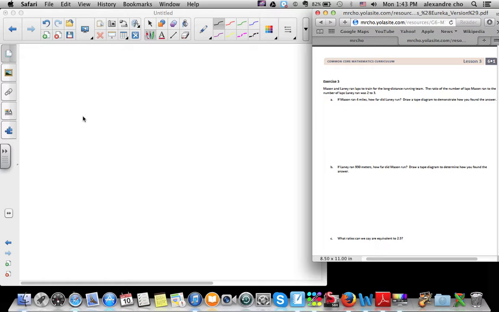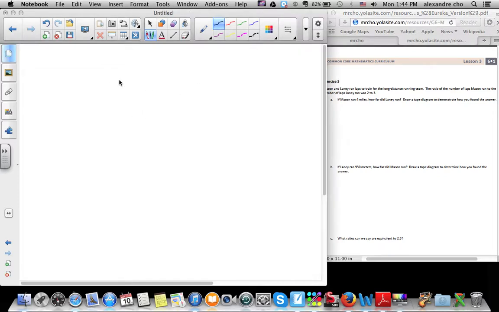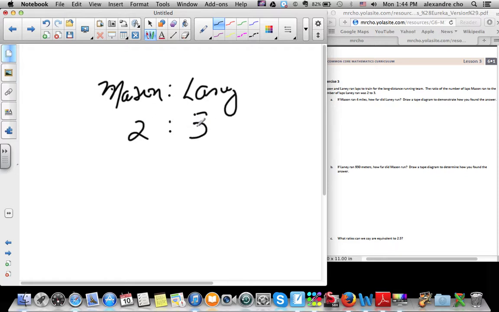Alright, so next one is page 8. So here we have a question. Mason and Lanny run laps on a track for the long distance running team. The ratio of the number of laps Mason ran to the number of laps Lanny ran was 2 to 3. So let me write Mason over here. So Mason and Lanny, 2 to 3. So every time Mason runs 2 laps, Lanny managed to run 3. Obviously, Lanny is the fastest person.